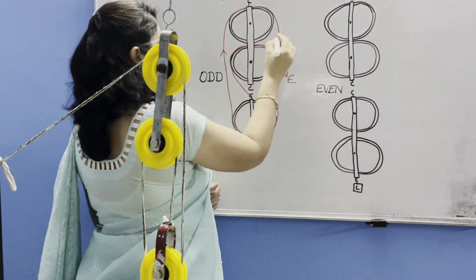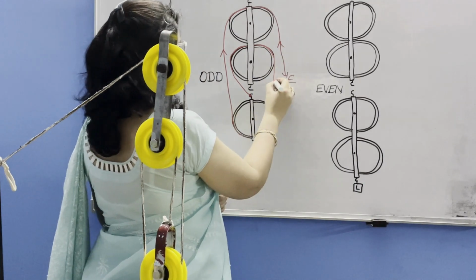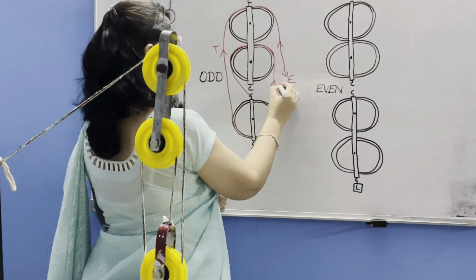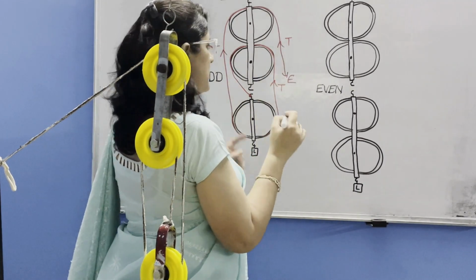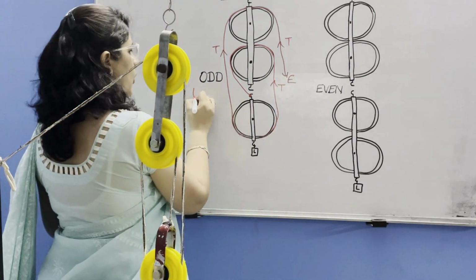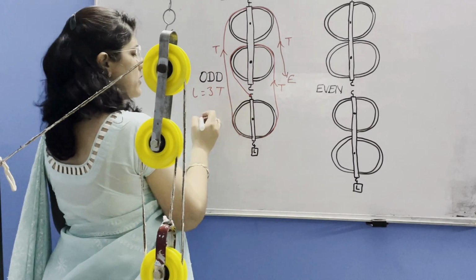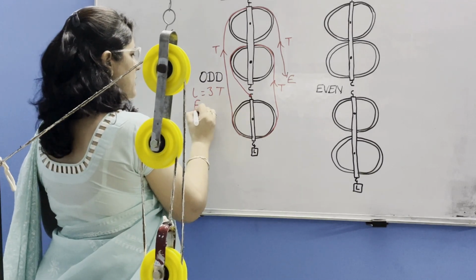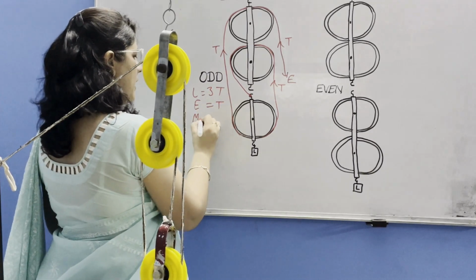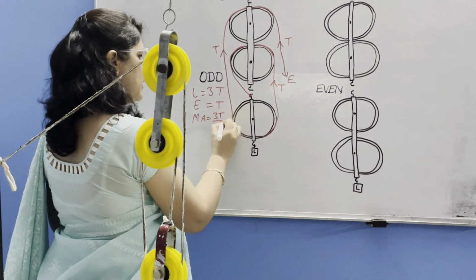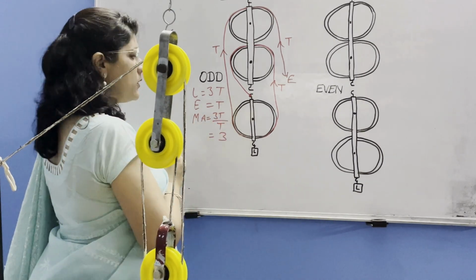So now this is the tension in the strings and you can see tension is present in 3 strings. So load is divided in 3 strings. So load is equal to 3T and effort is equal to T. So MA, mechanical advantage, is equal to 3T upon T. It means it is equal to 3.